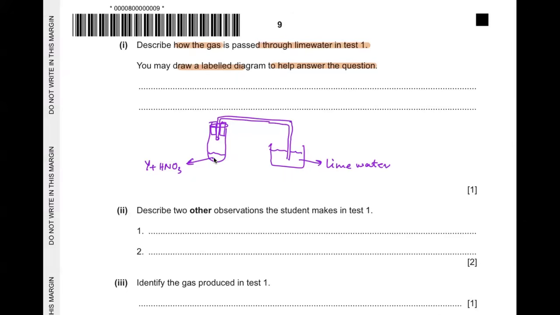And if you need to write it, you will write: use a delivery tube and bubble the gas into the lime water solution.